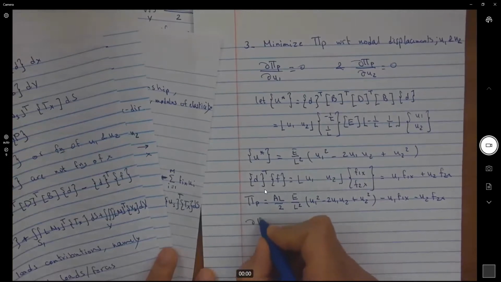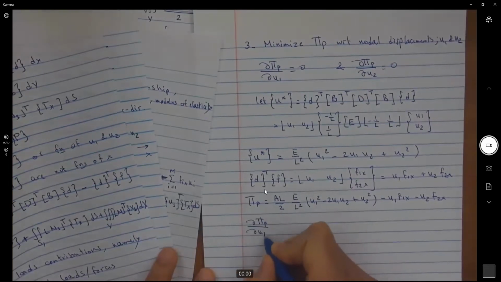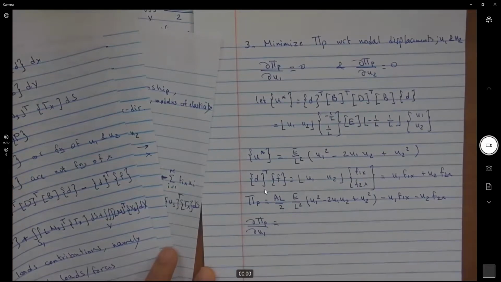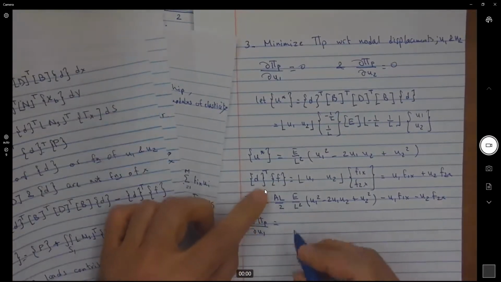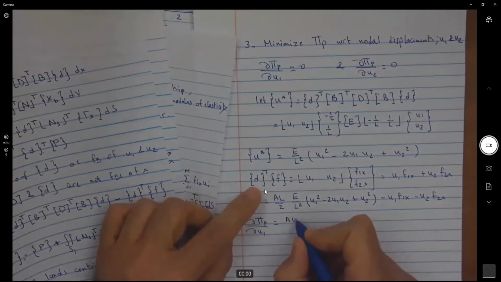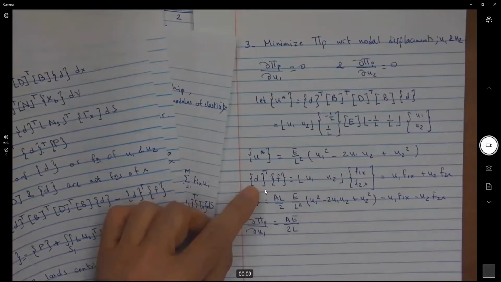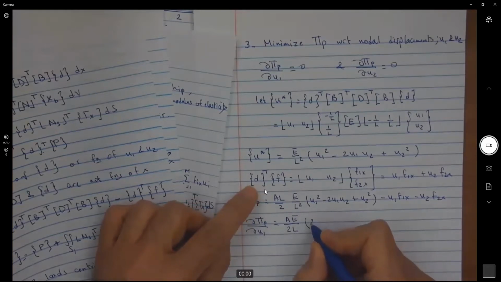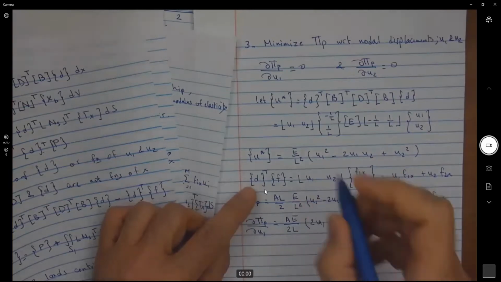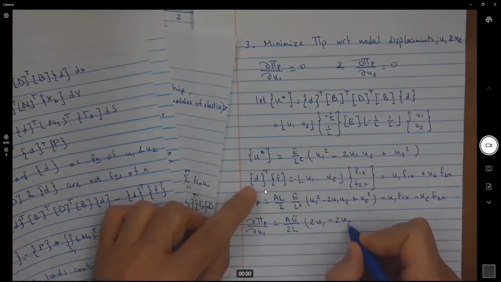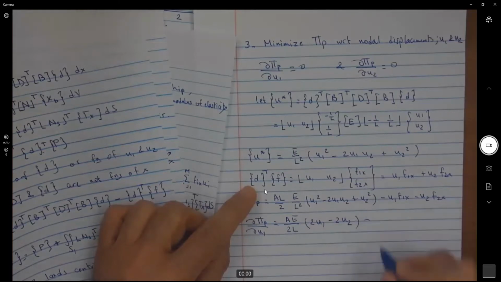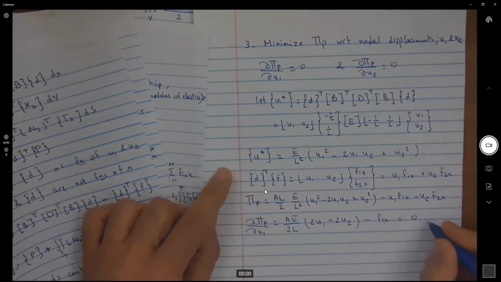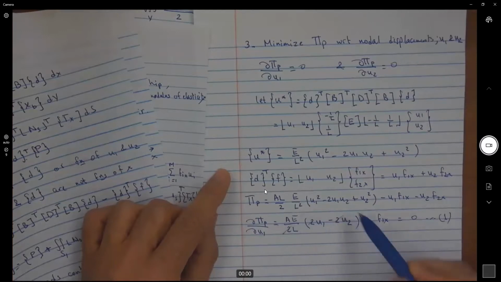Now we can do the partial derivative with respect to U1. And of course, we have an L squared and L. So I get here A E over 2L multiplied by 2U1 minus 2U2. That's it. Minus F1X is equal to 0. And I'm going to call this equation 1. And of course, clearly you see here we can cross the twos together.